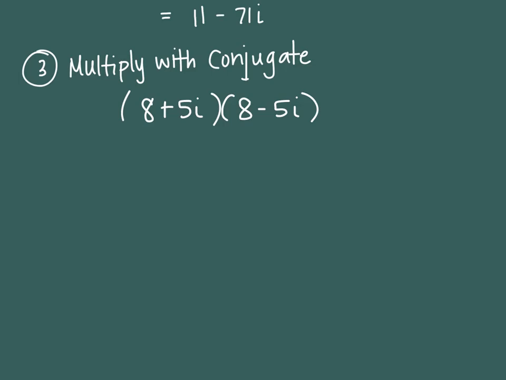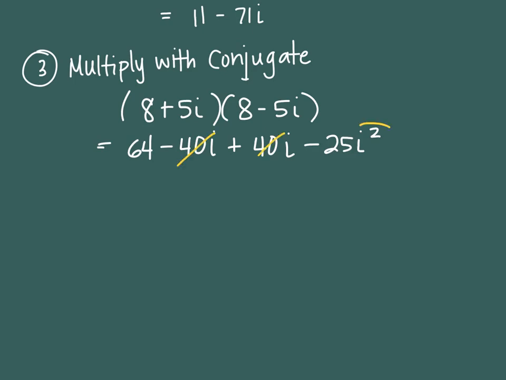So anytime the word conjugate shows up, that means you're changing the imaginary part, and then you're going to do FOIL after that. So that'll be 64 minus 40i plus 40i minus 25i squared. If you multiply with a conjugate correctly, the center two terms will always cancel out. A conjugate will always result in cancellation of the middle two terms.